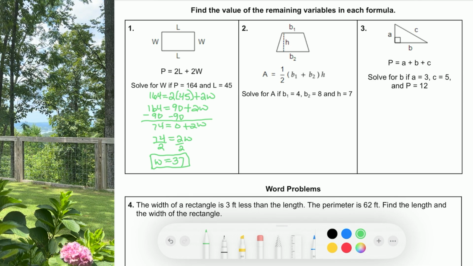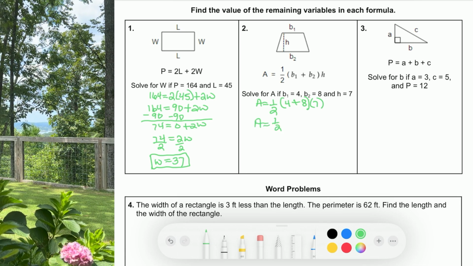Number 2, we're looking at a trapezoid. So we're going to have 2 different bases and height that we have to fill in. So they want us to find the area. We don't know the A. So we're going to have A equals 1/2. In parentheses, I'm going to plug in my base 1, which is 4, plus my base 2, which is 8, and then times 7, the height.